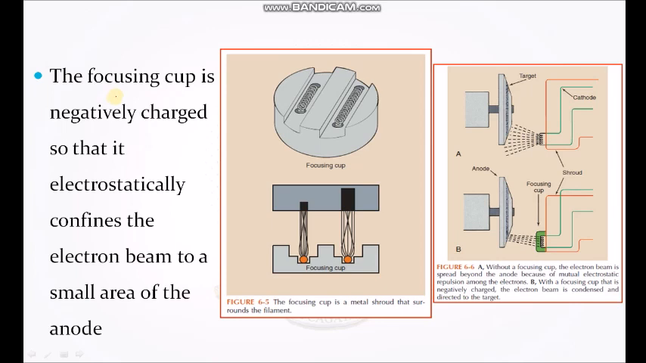So next, you have the focusing cup. The focusing cup, again, it focuses the path of electrons. It's negatively charged. So that it electrostatically confines the electron beam into the small area of the anode, towards the target. Okay. So without the focusing cup, the path of electrons cannot be focused.